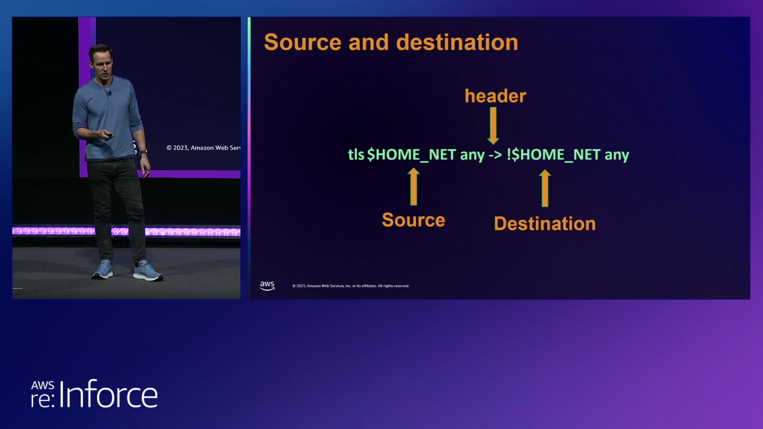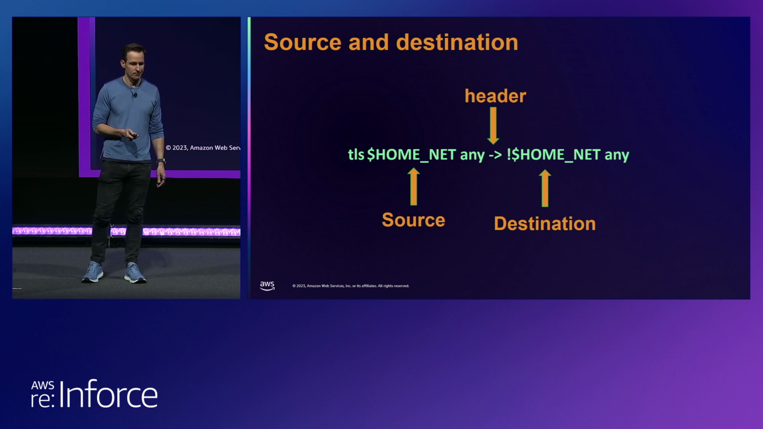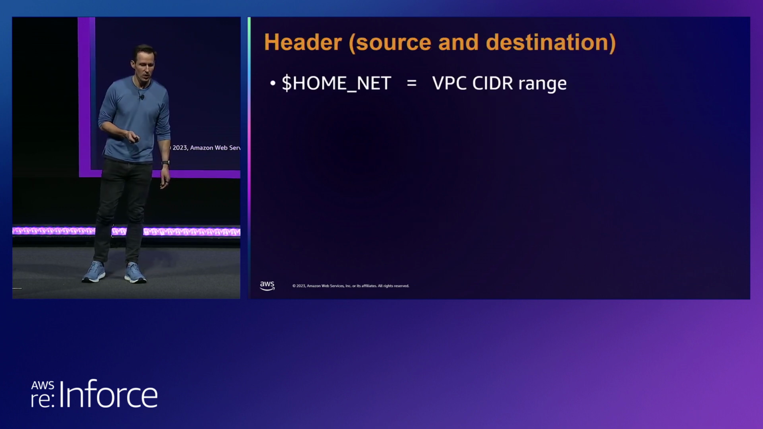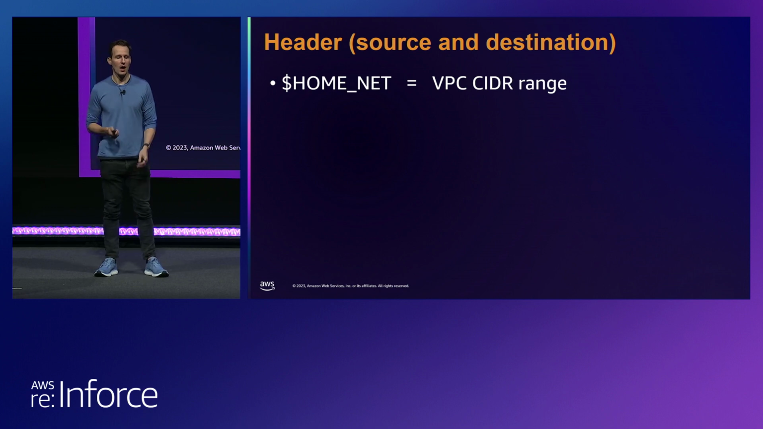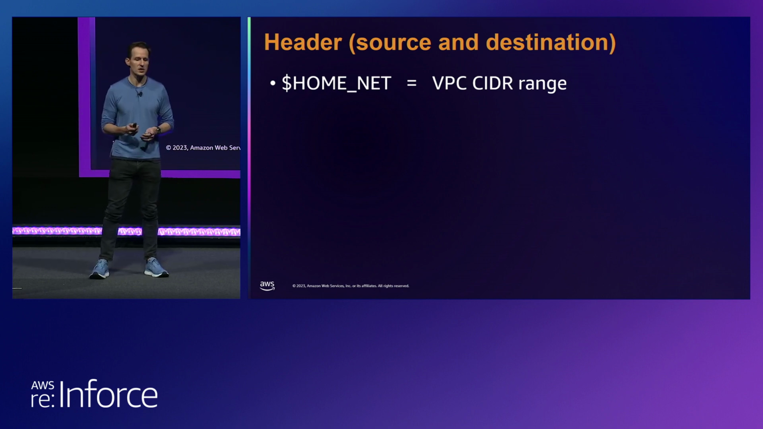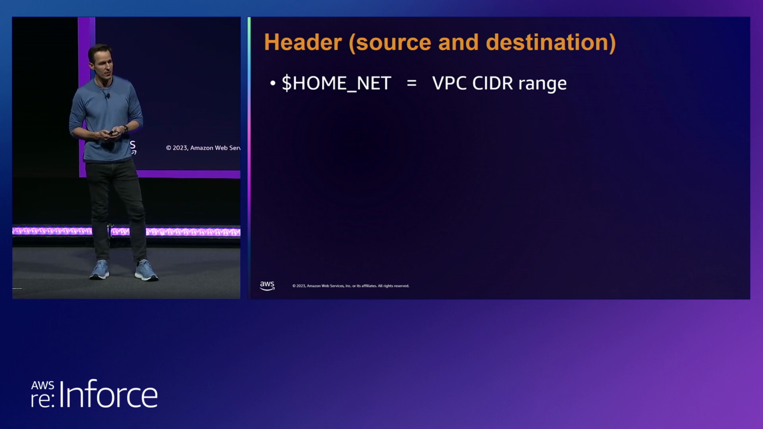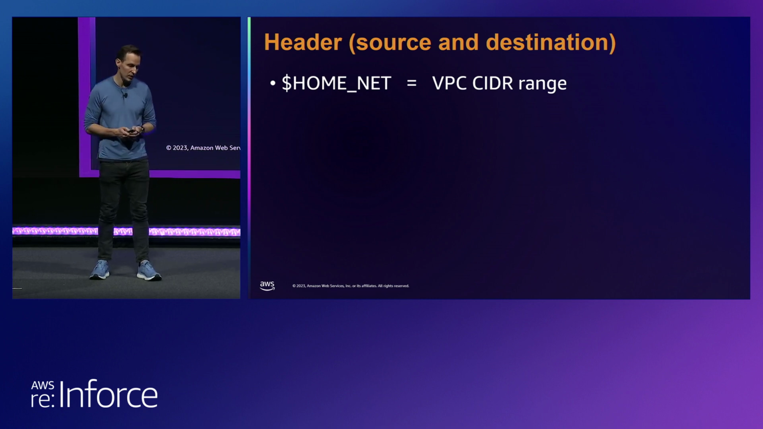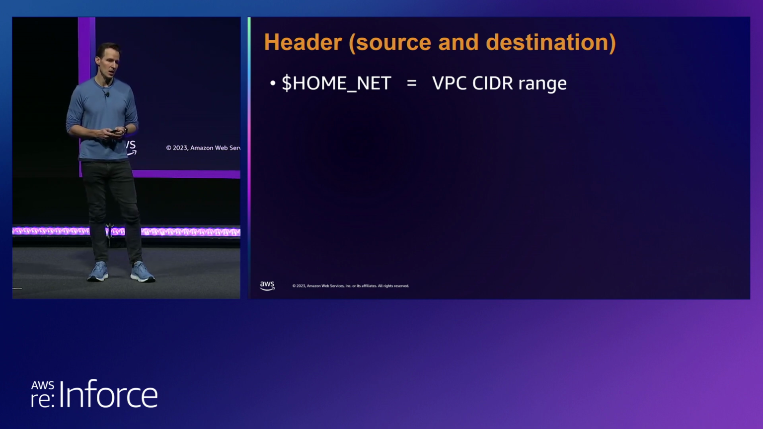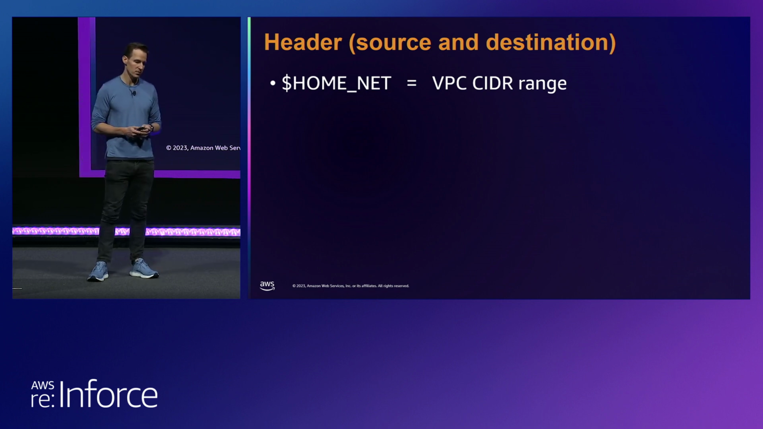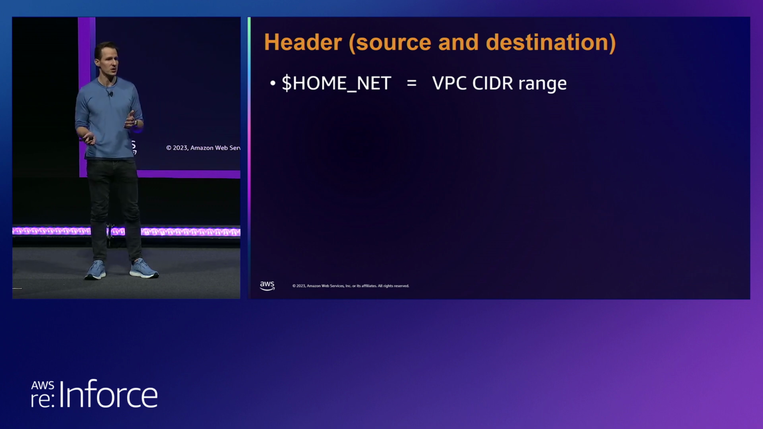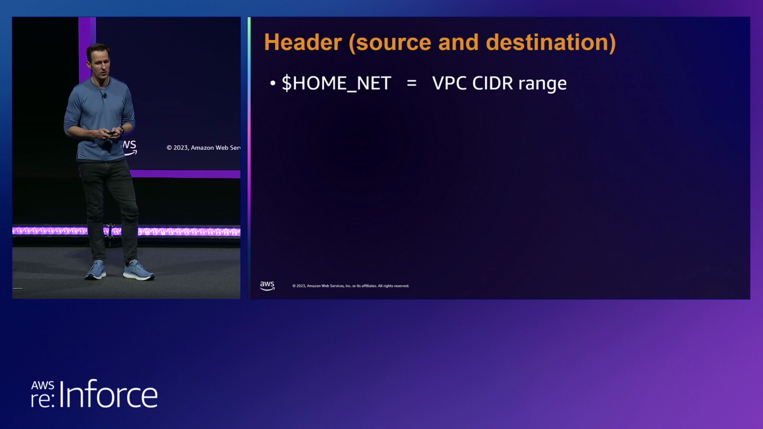Next, we're going to look at the source and destination portions of the header. So we already talked about this in a little bit of detail, but the HomeNet variable is typically what you'll see used to match traffic coming from your network. And by default, Network Firewall sets this value to be the VPC CIDR range. So in cases where you're doing some sort of centralized inspection with Transit Gateway and have many different VPCs involved, you definitely want to override this value.